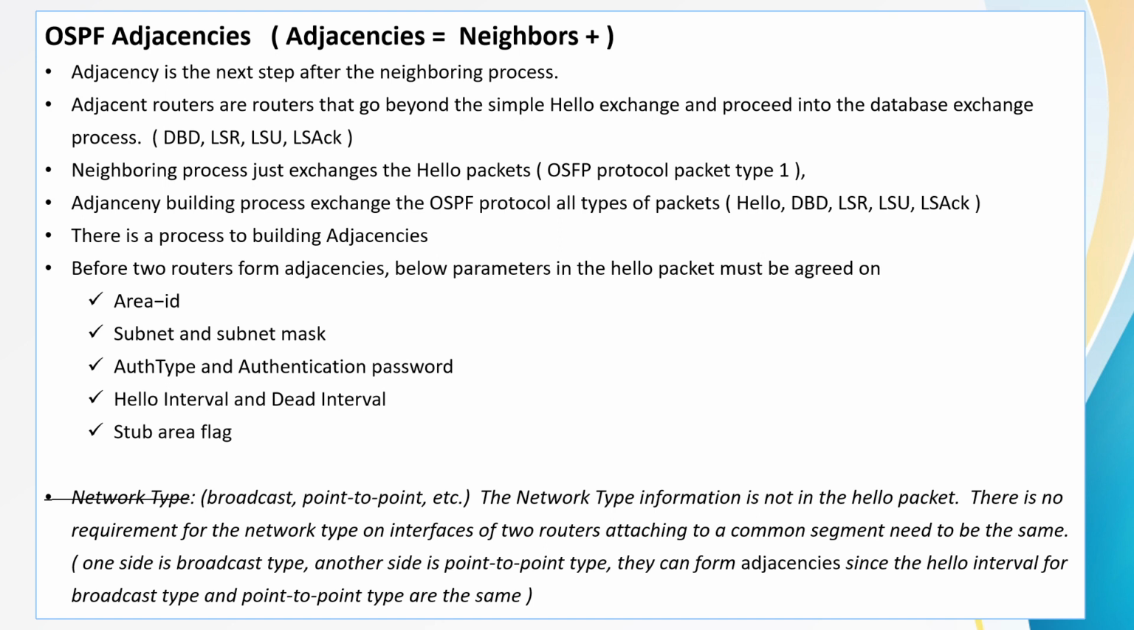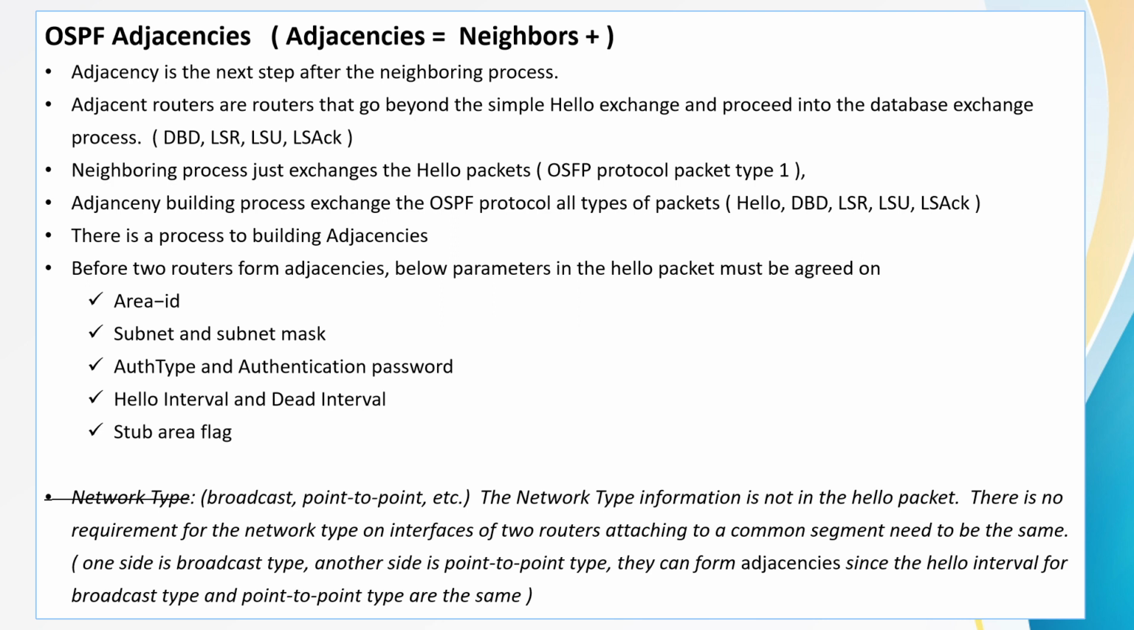There is a procedure for building adjacency that I have to mention here. Before two routers form an adjacency, the below parameters in the hello packet must be agreed on: area ID, subnet mask, authentication type and authentication password, hello interval and dead interval, and area type. All those parameters have to be matched.